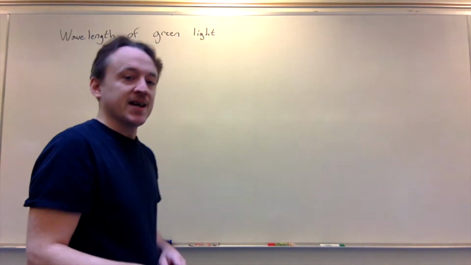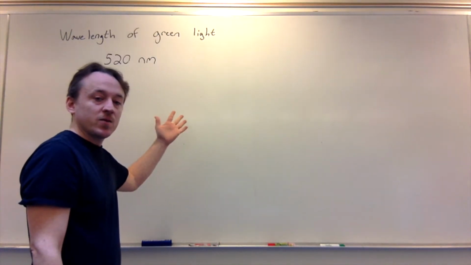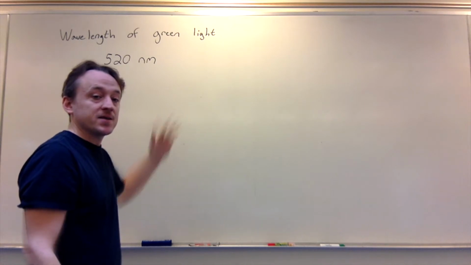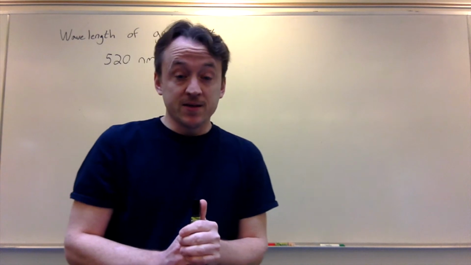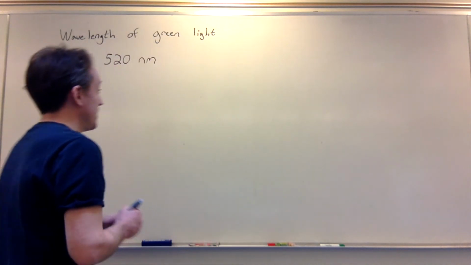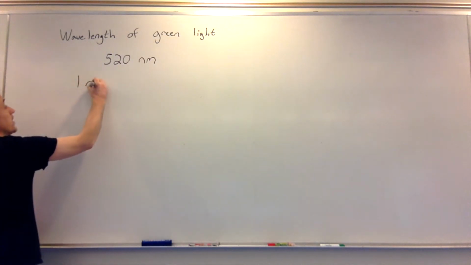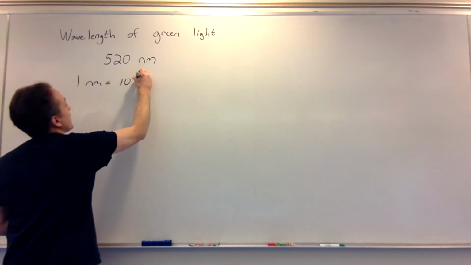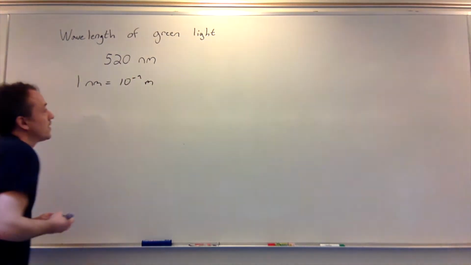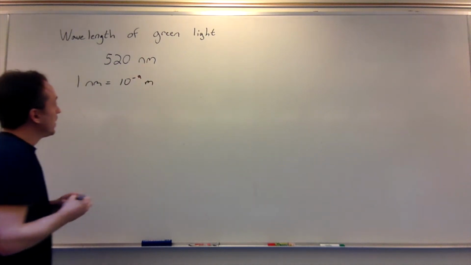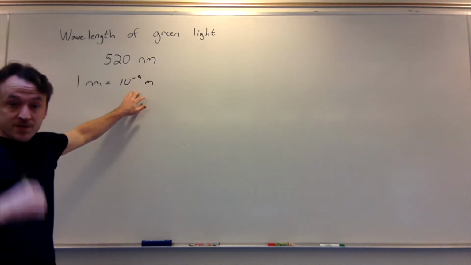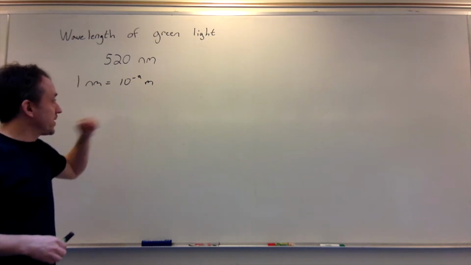I'm going to start off with a really tiny number, which is the wavelength of green light, about 520 nanometers. If you recall your SI prefixes, a nanometer is actually 10 to the negative 9 meters. So 1 nanometer equals 10 to the negative 9 meters. You've probably had extensive coverage of scientific notation, as I mentioned earlier.